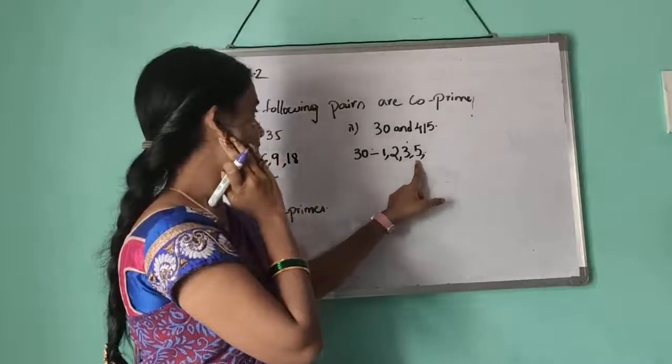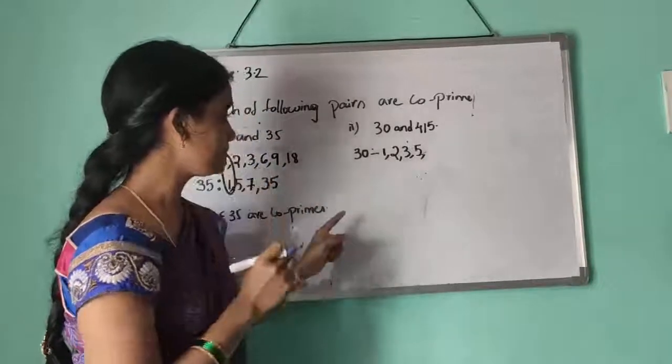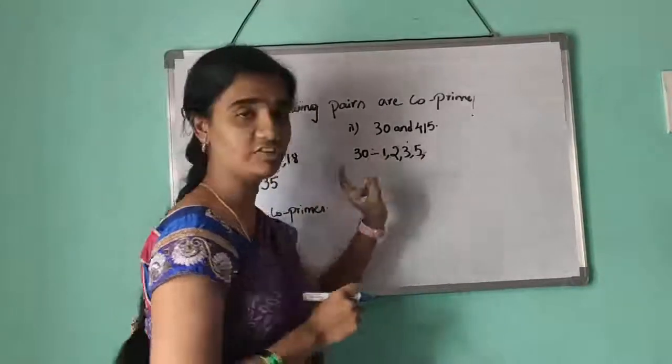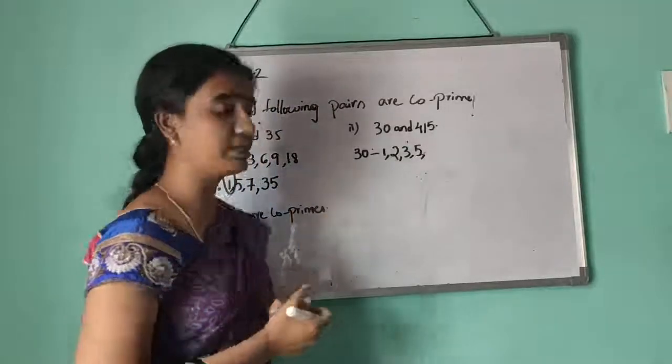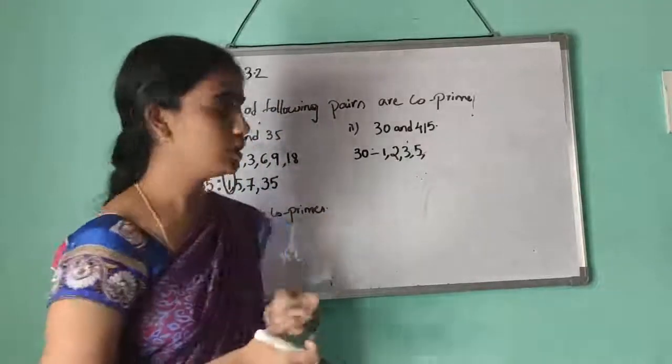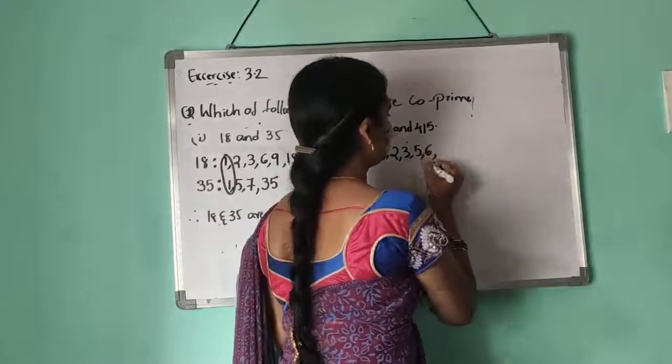5 5s are 25. 6 5s are 30. Coming to 6, let's check whether 30 is divisible by 6. Yes, 6 5s are 30. So 6 is also a factor of 30.